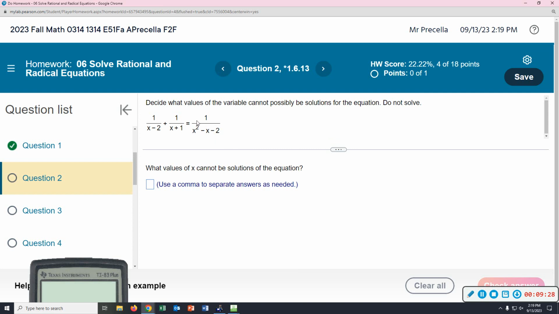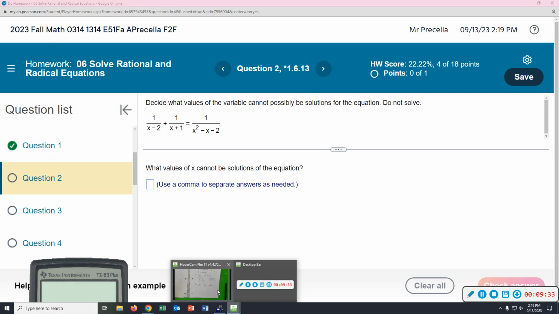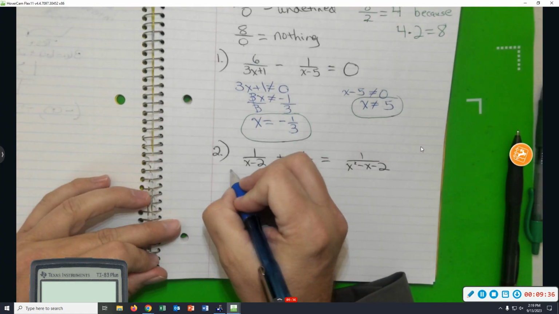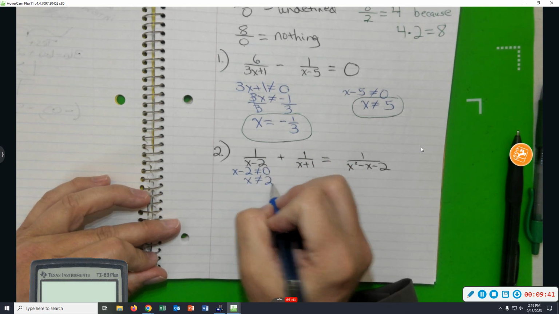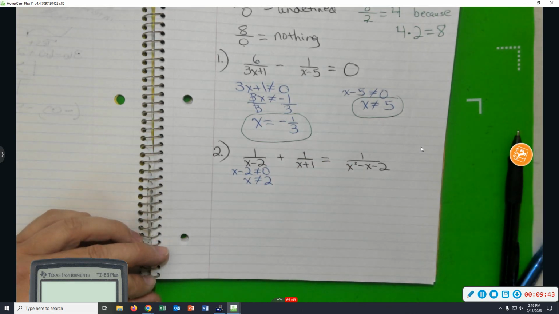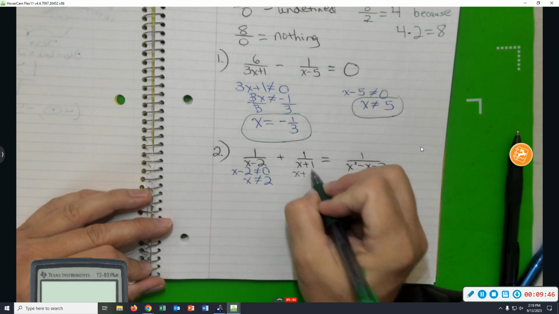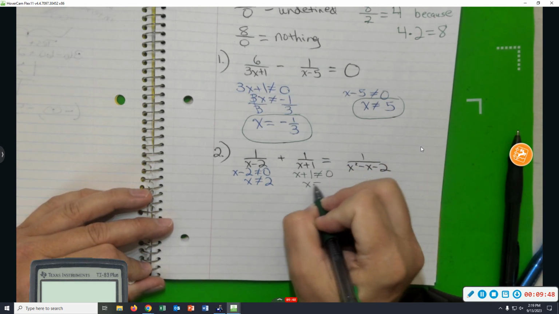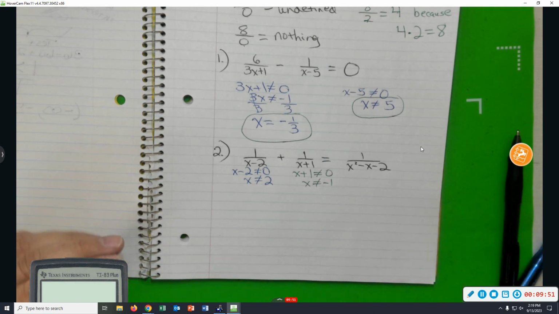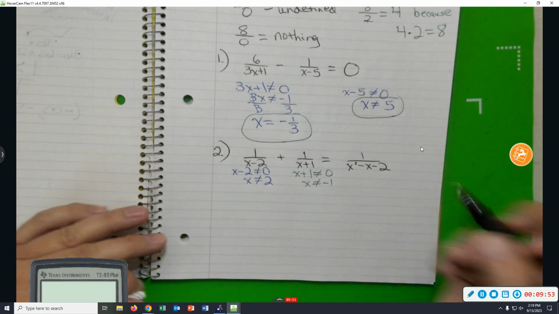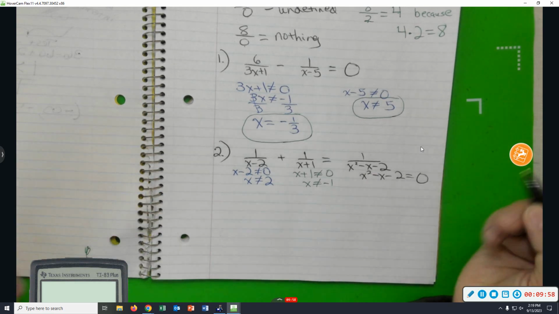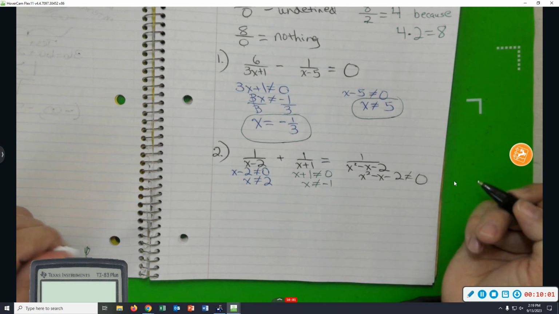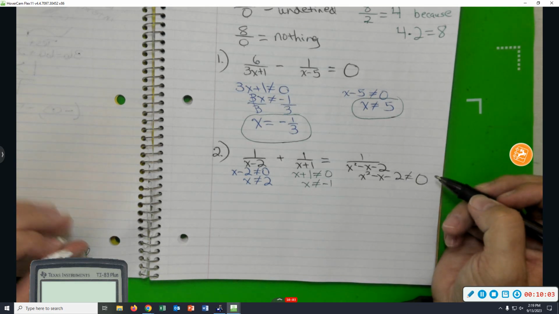Now, this one I think isn't quite so easy. What do you think we're going to have to do with that in order to figure it out? Yeah, factor it. So we don't want x minus 2 to be 0, which means x cannot equal 2. We don't want x plus 1 to be 0, so x cannot equal negative 1. And finally, this x squared minus x minus 2 cannot equal 0. We're going to have to factor it.